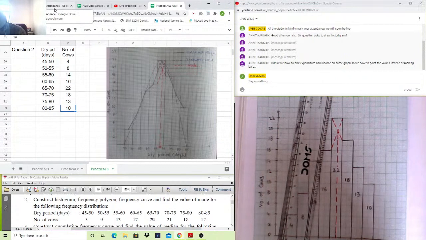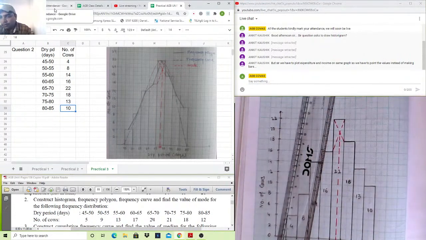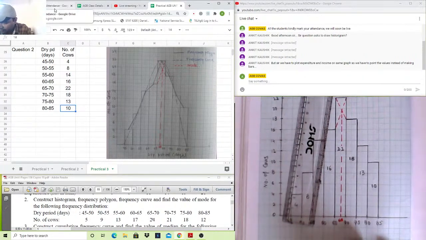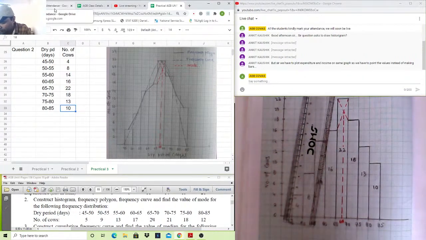Now, from 65 to 70, there are 5 points and 10 blocks. So each block will be 0.5. Two blocks will be 1. So here it is 66, then 67, and then 68. So your mode comes out as about 68, when you draw it.